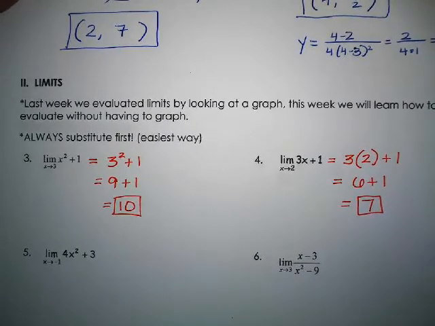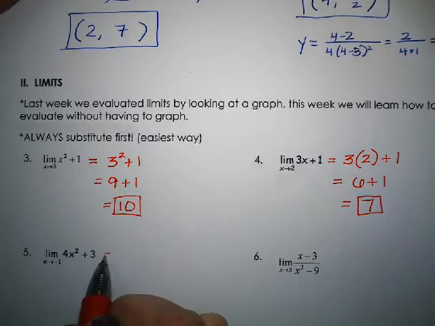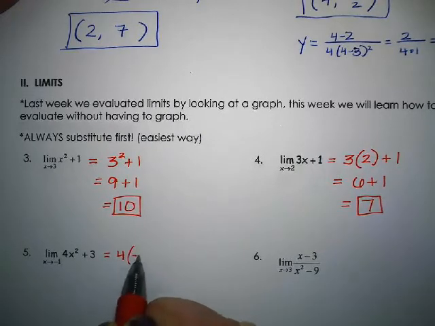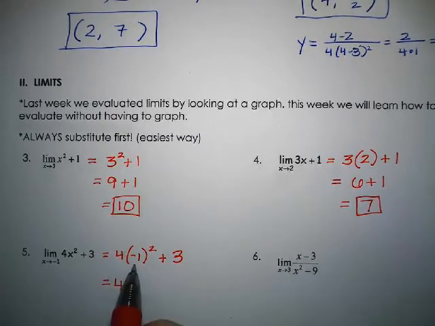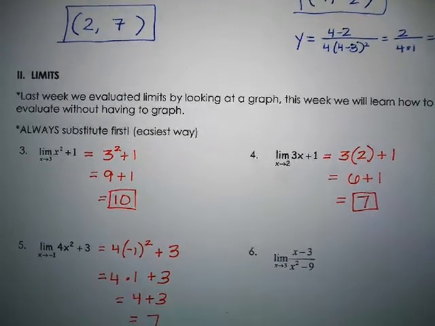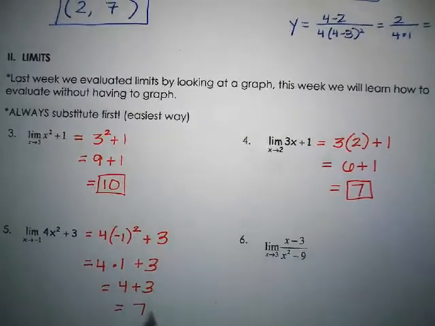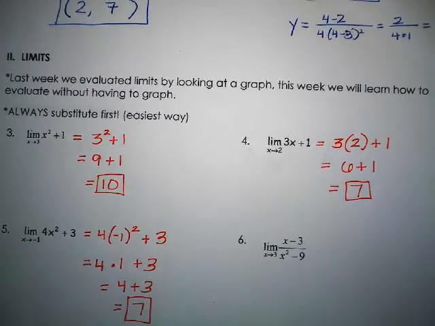Okay, number 5. Same deal. Find the limit as x approaches -1 of 4x squared plus 3. So I'm going to do 4. Make sure you put that -1 in parentheses when you sub it in. The importance of that is to make sure you're squaring -1. -1 quantity squared is just 1. And so 4 plus 3, and you don't have to show all this work, but 4 plus 3 is 7. So my answer is 7.